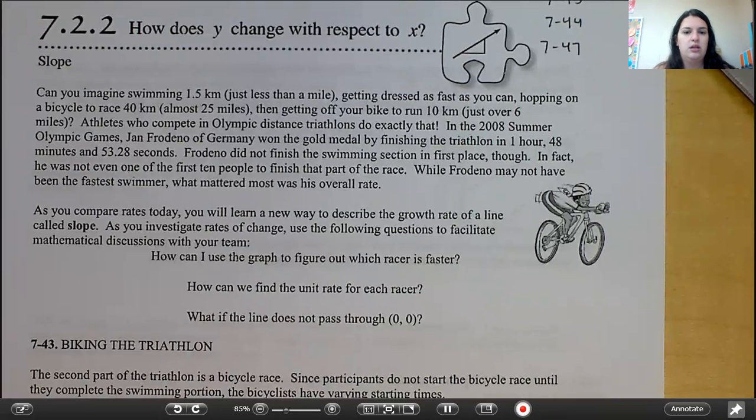In the 2008 Summer Olympic Games, Jan Frodeno of Germany won the gold medal by finishing the triathlon in 1 hour, 48 minutes, and 53.28 seconds. Frodeno did not finish the swimming section in first place, though. In fact, he was not even one of the first 10 people to finish that part of the race. While Frodeno may not have been the fastest swimmer, what mattered most was his overall rate.